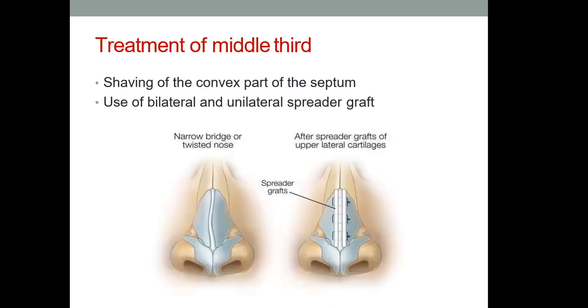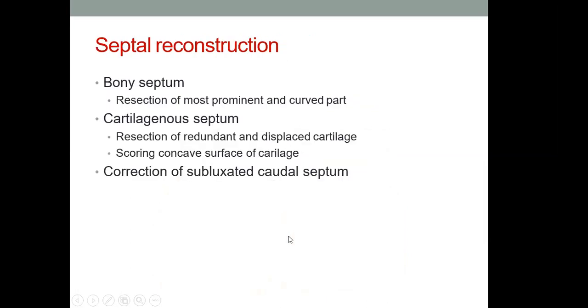The treatment of the middle third is by shaving of the convex part of the septum, also use of bilateral and unilateral spreader grafts, as you see here in the diagram. This is a deviated nose, and this is after insertion of spreader grafts. The reconstruction: the bony septum, resection of the most prominent part; cartilaginous septum, resection of redundant and displaced cartilage, scoring the concave surface of the cartilage, and also correction of the subluxated caudal septum.